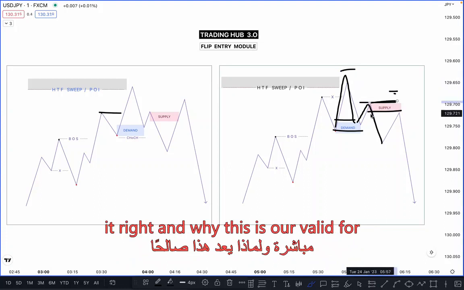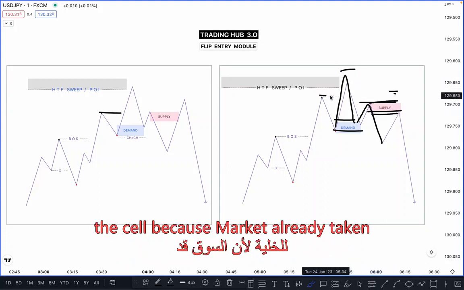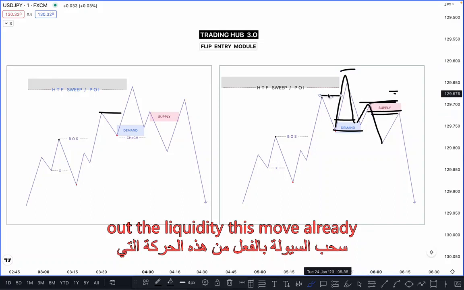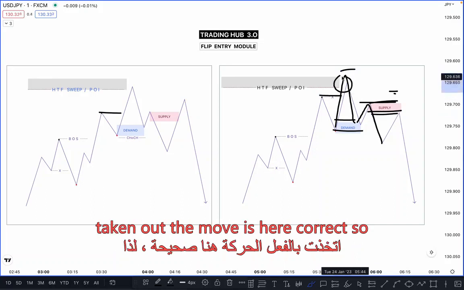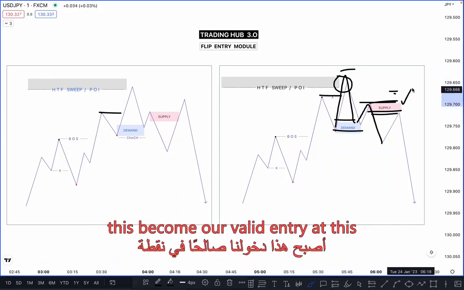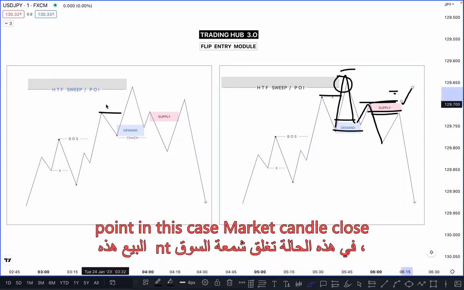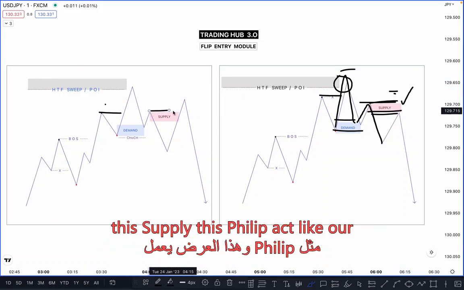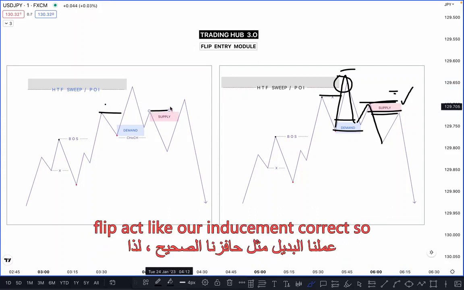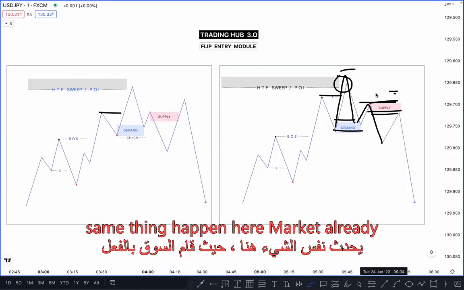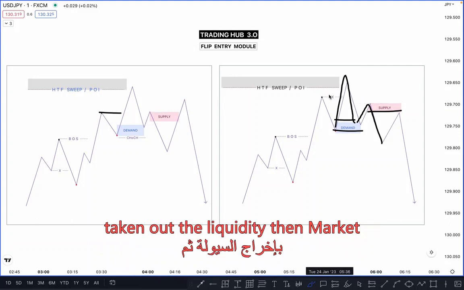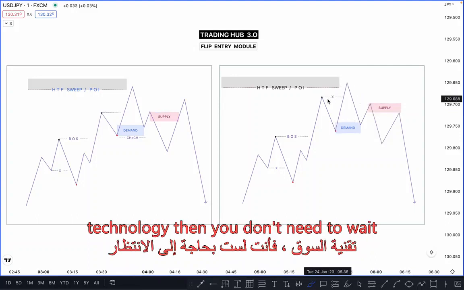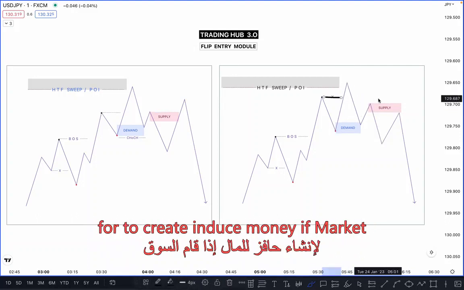And why is this valid for the sell? Because market already took out the liquidity. This move already took out the move here, correct? So this becomes our valid entry at this point. In this case, market candle closes above it. That's why we need inducement, and this flip acts like our inducement, correct? So the same thing happens here. Market already took out the liquidity. Then you don't need to wait to create inducement.